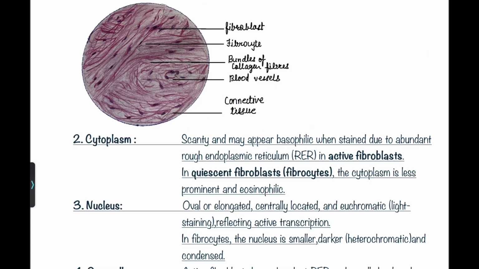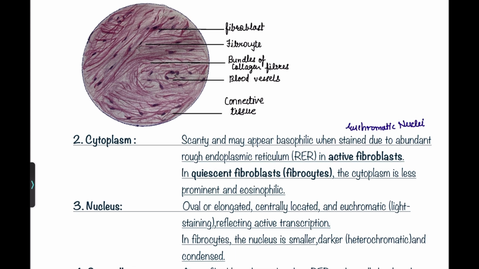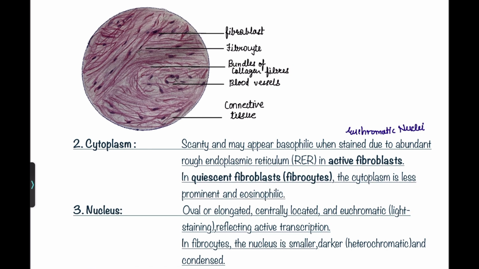Active fibroblasts have basophilic cytoplasm due to abundant rough endoplasmic reticulum and euchromatic nuclei, whereas in quiescent fibroblasts, or fibrocytes, the cytoplasm is less prominent and eosinophilic. The nucleus in a fibroblast is oval or elongated, centrally located and euchromatic, reflecting active transcription. While in fibrocytes, the nucleus is smaller, darker and condensed.